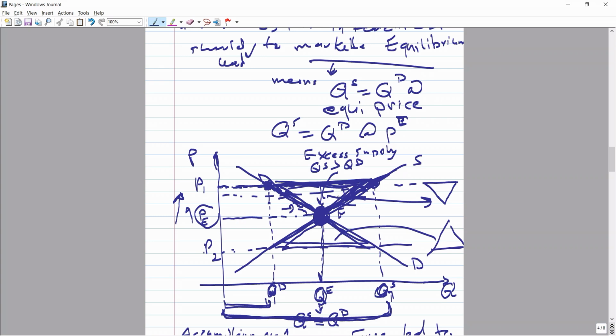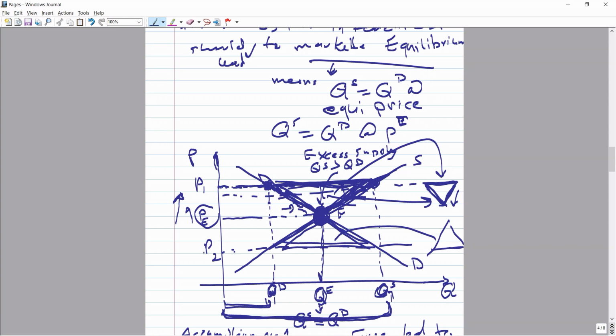You will notice that this triangle has its tip down and its base up. So bear in mind that the prices will have downward pressure. And this triangle, we call it a surplus in the market. Surplus means more quantity supplied than quantity demanded.